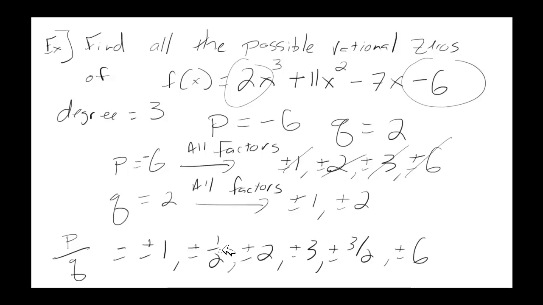So this has 1, 2, 3, 4, 5, 6, and then plus or minus gives me 12 possible rational zeros. And this is the list. Alright, and that'll do it.